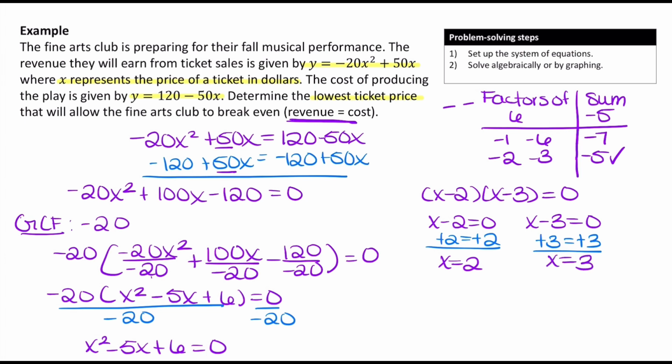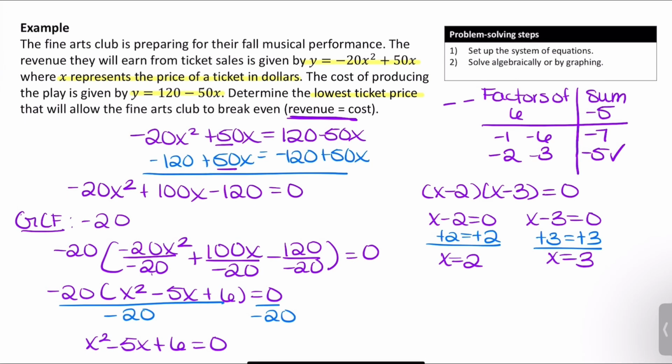Okay, so let's think about what this problem is asking us now. It's asking us to find the lowest ticket price that allows them to break even. Ticket price is x, so all it's really asking us for is the value of x. We have two values, x equals 2 and x equals 3, that are both reasonable solutions. But the lowest price out of these two is going to be 2, so we're going to recommend that they charge $2 per ticket so that they can keep their prices low, but also break even.